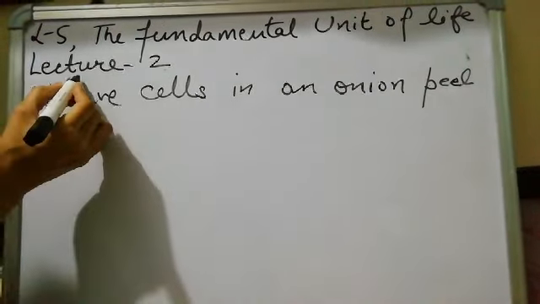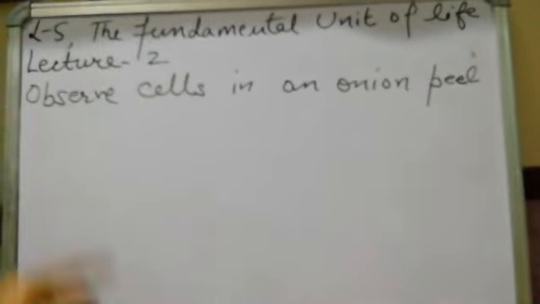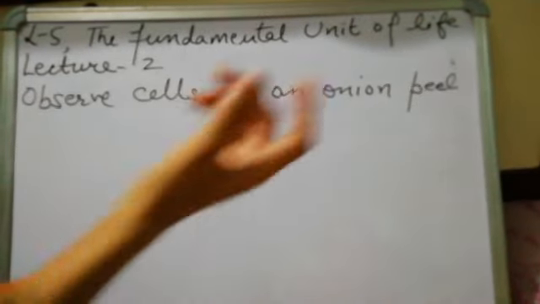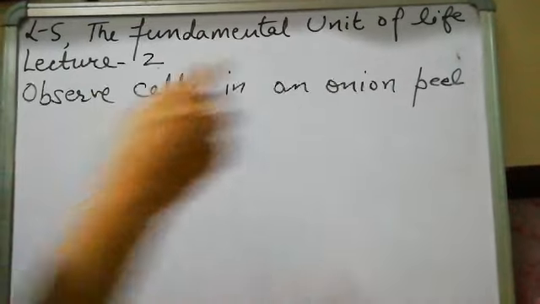Hello students, let us start lecture 2. In lecture 2 I will tell you how we can observe cells in an onion peel. First of all I am going to tell you what an onion peel is.